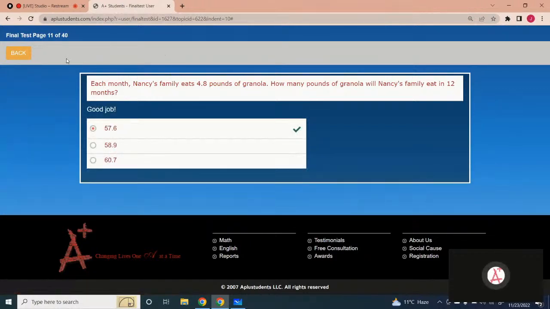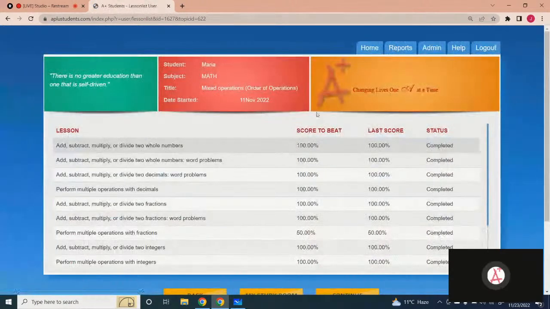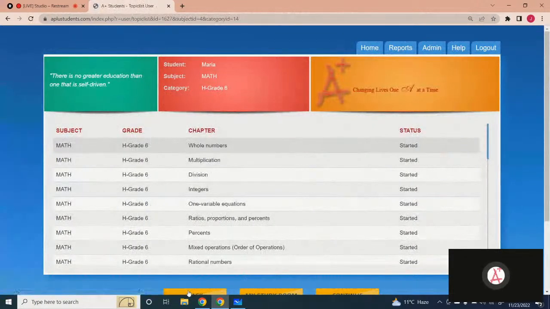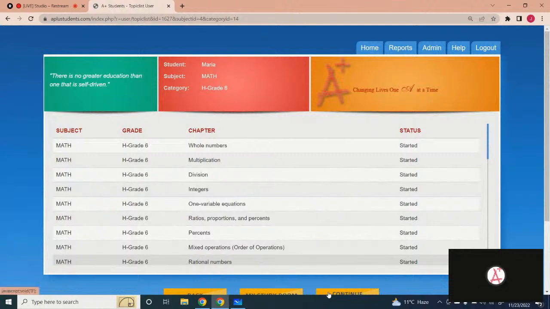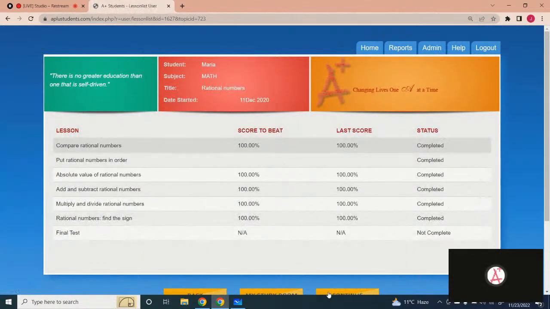Okay, you can complete the test by yourself later today. Let's start with the next chapter. If you need more help with any of the topics, just find the sessions we did earlier from this chapter and do as many practice questions as you can. Got it? Okay, we're going to start with a new chapter, that is rational numbers.